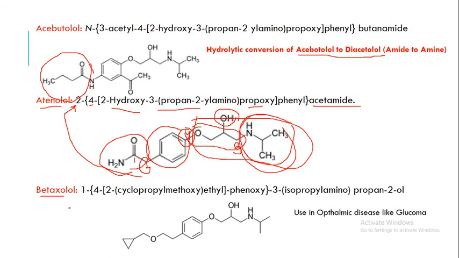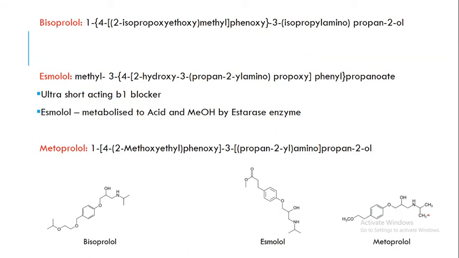And betaxolol, as we discussed, is specifically used in glaucoma, and another drug is bisoprolol. This is the structure of bisoprolol, esmolol, and metoprolol. Esmolol is called an ultra short acting beta 1 blocker. So in exam questions like which of the following is an ultra short acting beta 1 blocker, the example is esmolol, and esmolol is metabolized to acid and methanol by the esterase enzyme. So this is the structure of esmolol.